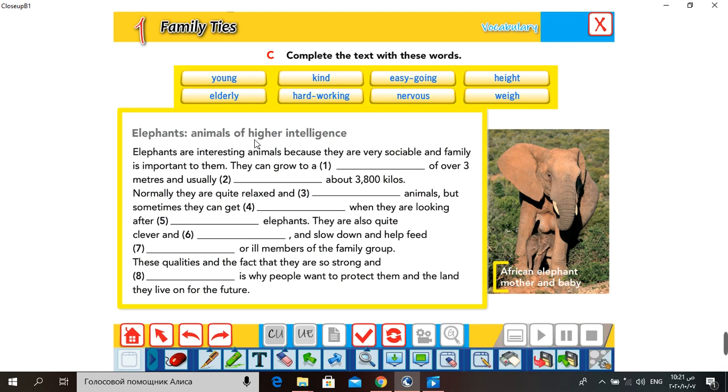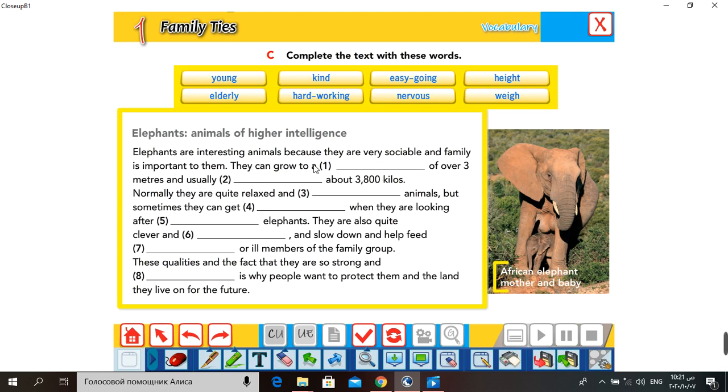Elephants, animals of higher intelligence. The passage speaks about elephants, as you can see in the picture, and it says that elephants are animals of higher intelligence. They are intelligent animals. Let's find out why and how. Elephants are interesting animals because they are very sociable and family is important to them. Sociable, that means they relate to each other. They don't live alone, they live in groups and they relate to each other as a small society.